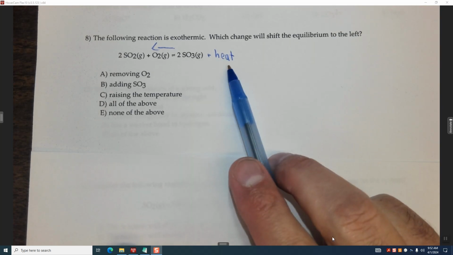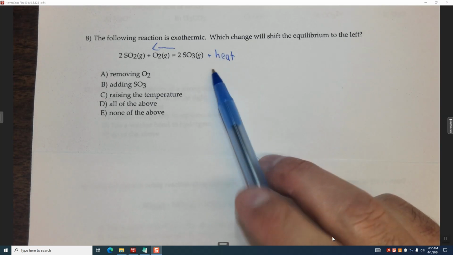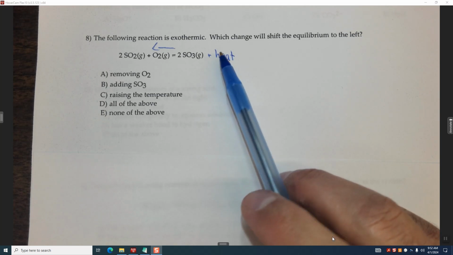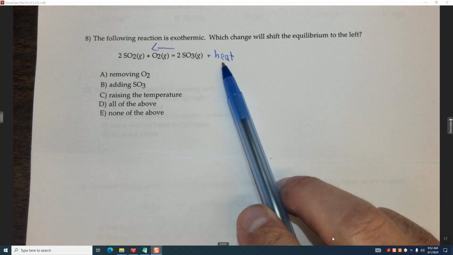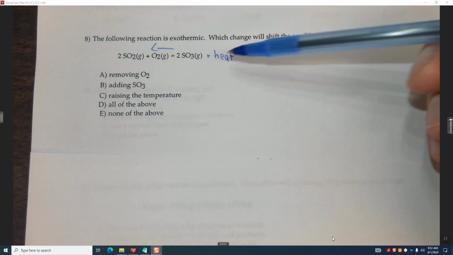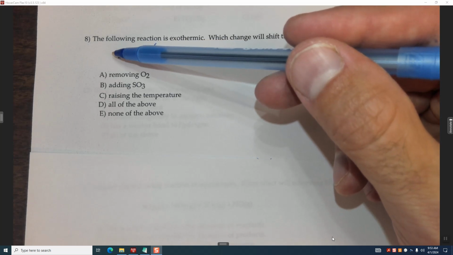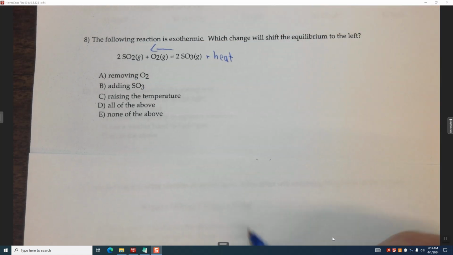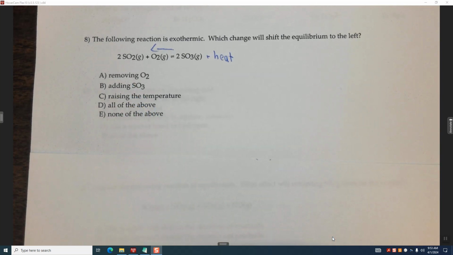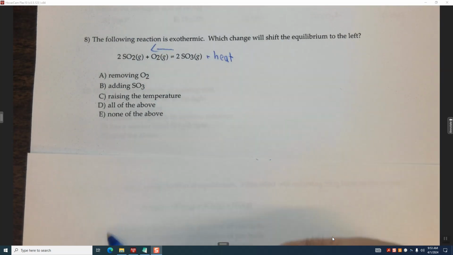Well, Le Chatelier's principle says that the reaction will do what it can to reestablish equilibrium. So if you increase the temperature, this reaction is going to want to get rid of that heat. It will get rid of that heat by shifting in this direction. So increasing the temperature will shift the reaction in this direction. Okay, now let's see, so that's choice letter C. Let's see what will happen if we do A or B, because all of the above is an answer. So raising the temperature will shift it this way because the reaction wants to get rid of heat, and heat is a product in an exothermic reaction.